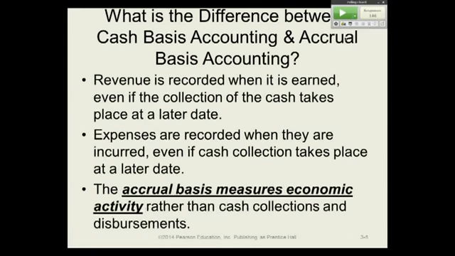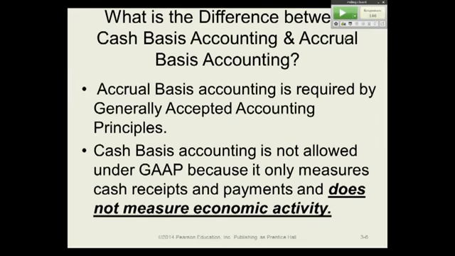So the accrual basis is required under GAAP. And again, it does measure economic activity. It is required under generally accepted accounting principles. And of course, the cash basis is not permitted because it is a violation in the sense that it does not measure your economic activity.